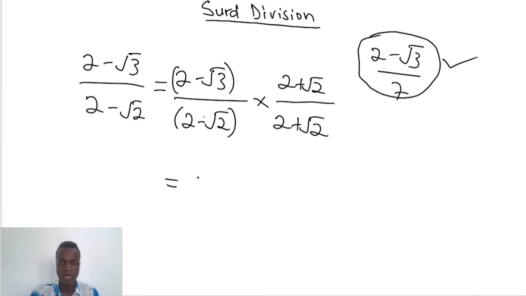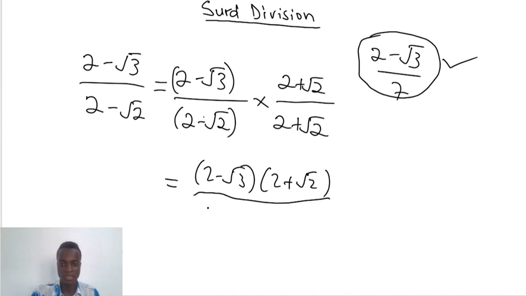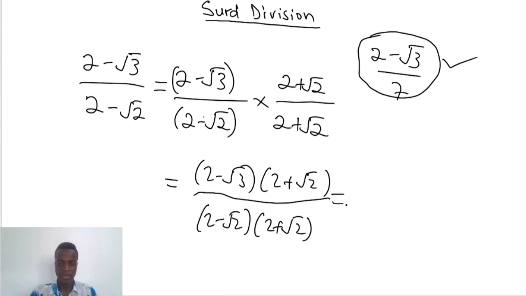Then the top becomes 2 minus root 3 multiplying whatever we were bringing to the top. The denominator is 2 minus root 2 multiplying 2 plus root 2. So we have the conjugate multiplying at the bottom. The top we can easily expand. The bottom is going to be 2 squared minus b squared, right? a squared minus b squared, remember?